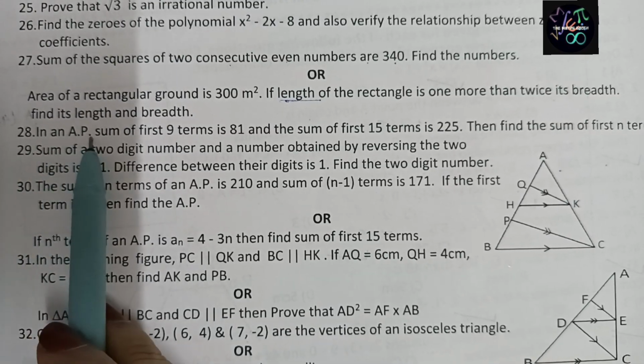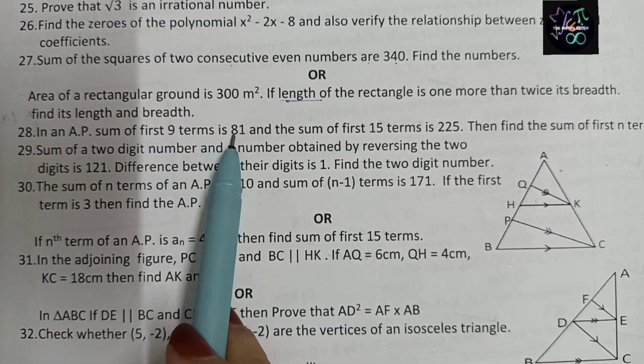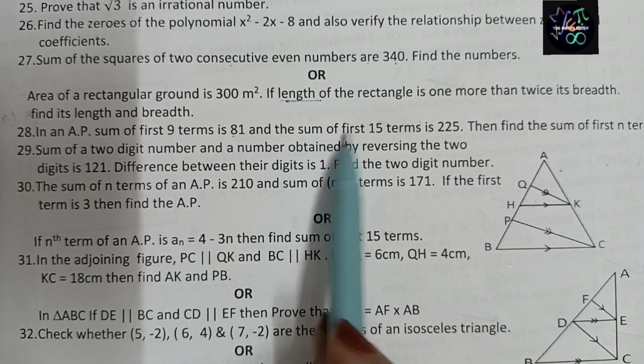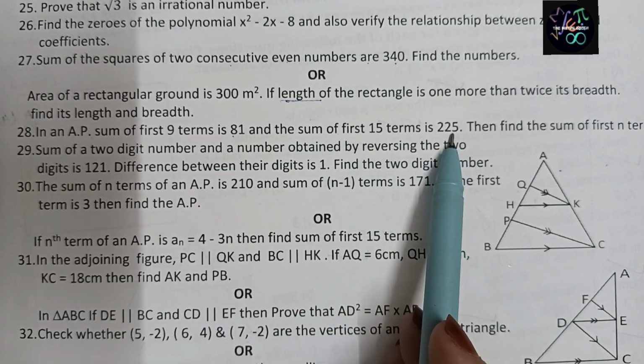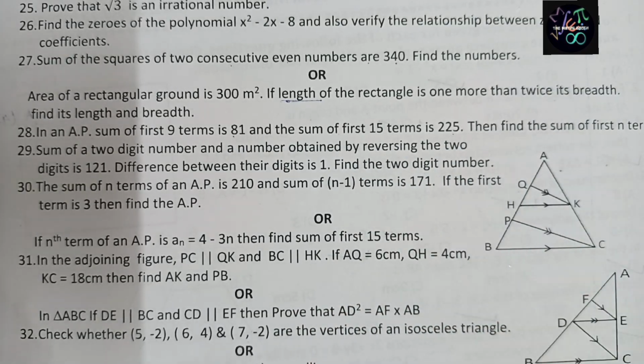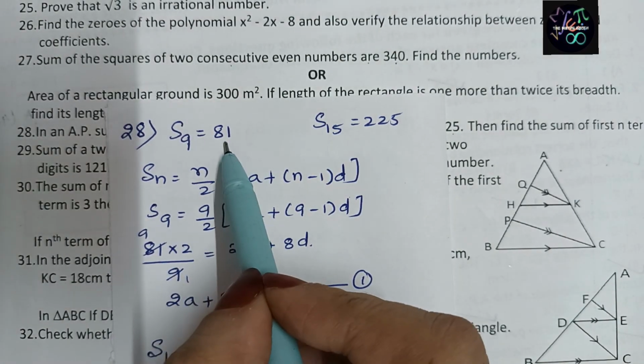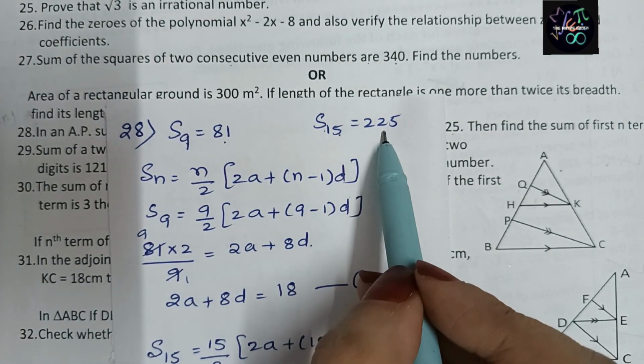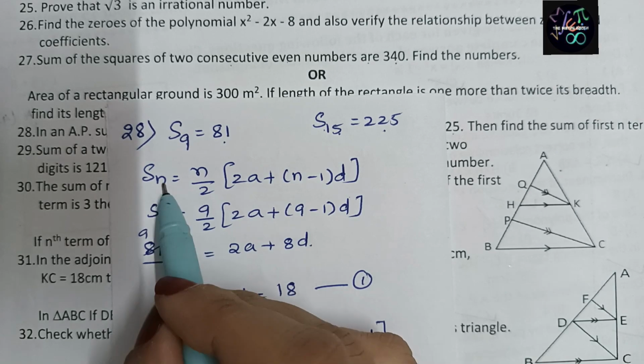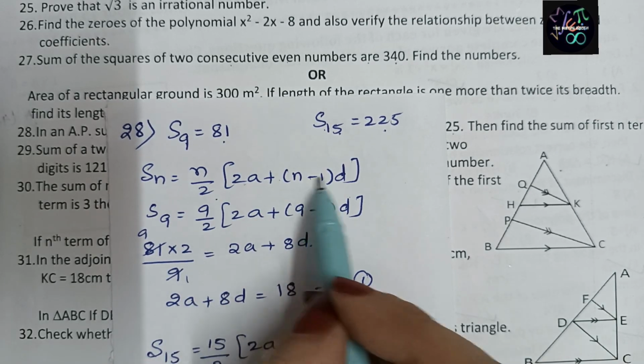That is, in an AP, the sum of the first 9 terms is 81 and the sum of the first 15 terms is 225. Then find the sum of the first n terms. Okay. So here I have written the sum of the first 9 terms is 81 and the sum of the first 15 terms is 225. Okay. We know the formula Sn is equal to n by 2 into (2a plus (n minus 1)d).